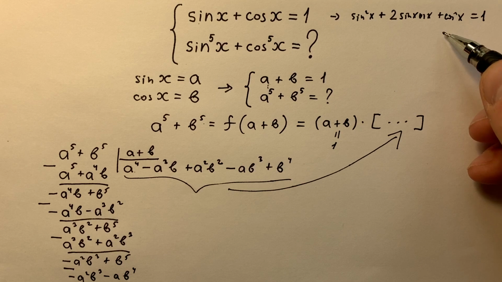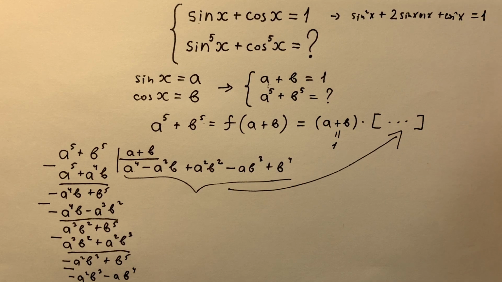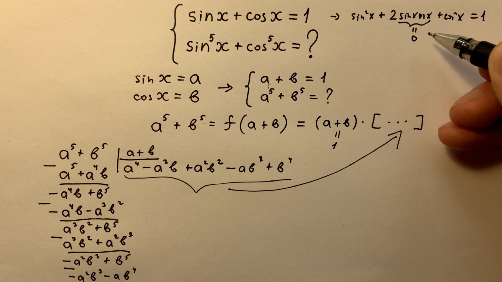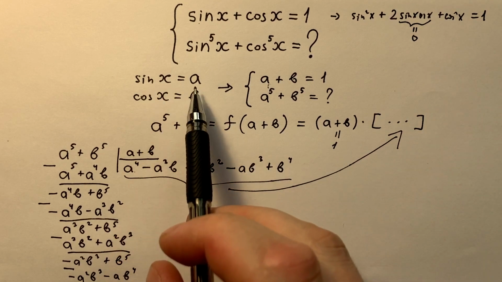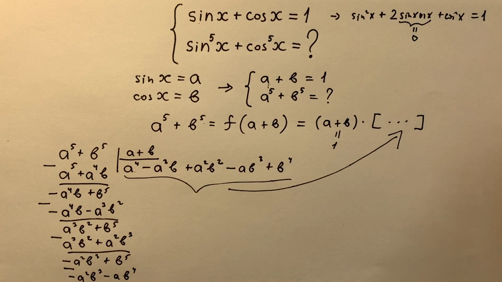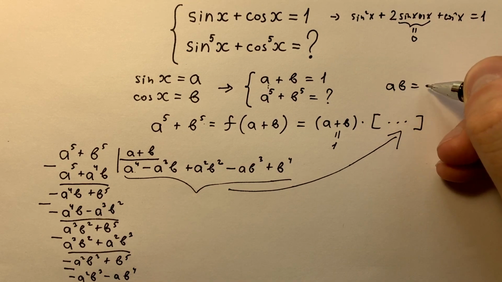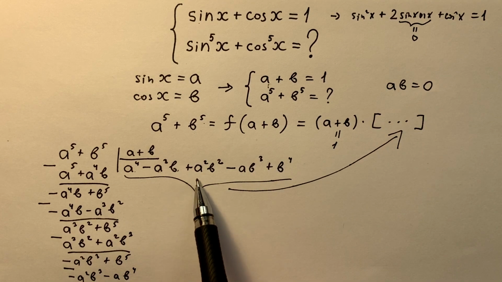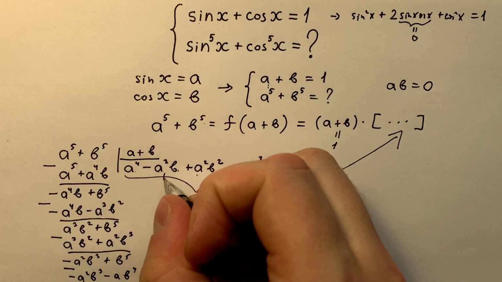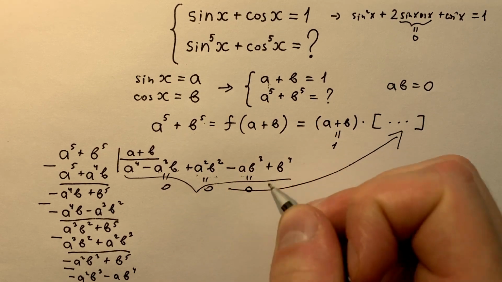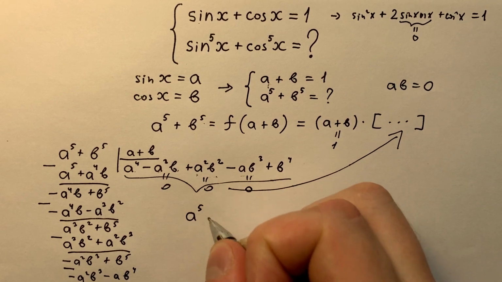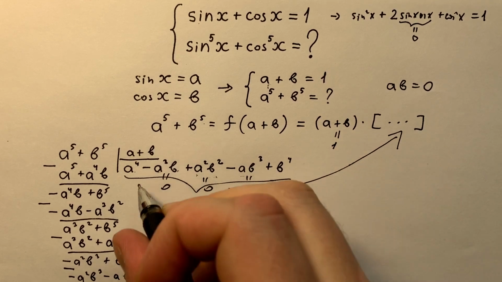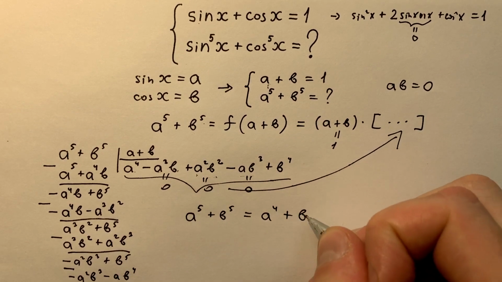This is the most basic trigonometric equation. This means that 2 times sine x cosine x equals 0, or as sine x equals a and cosine x equals b, a times b equals 0. In this way, we understand that all these things are equal to 0. So, a to the power of 5 plus b to the power of 5 equals a to the power of 4 plus b to the power of 4.